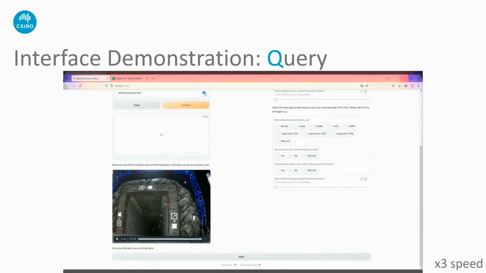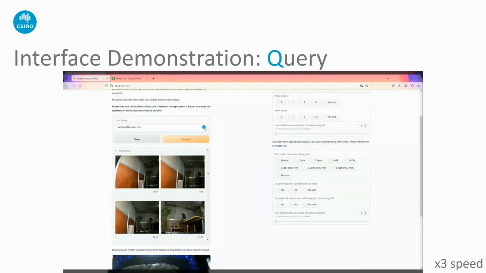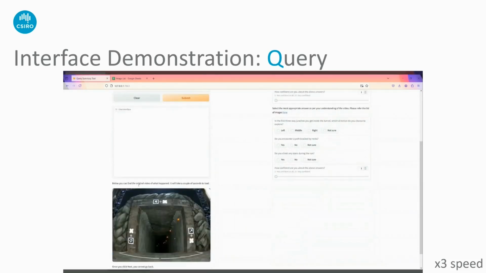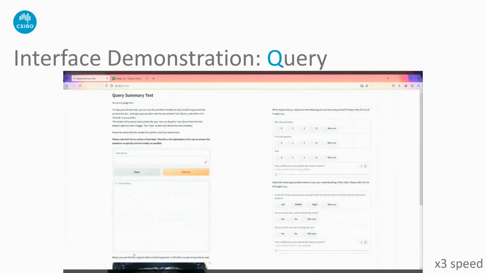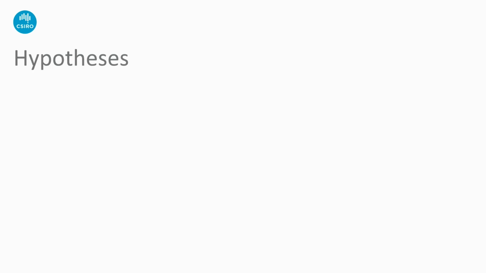Next, we have the query storyboard task. Similarly, the user inputs their query to generate 4 key frames that best match the query. Finally, we show the query text task, where the user gets the reply in text format like a chatbot to help answer the question. The user study is run to validate 2 hypotheses.